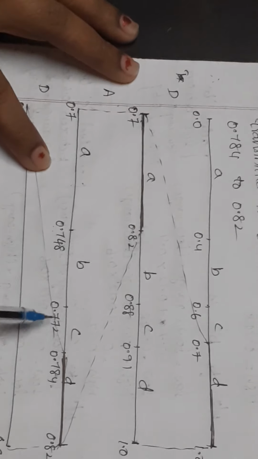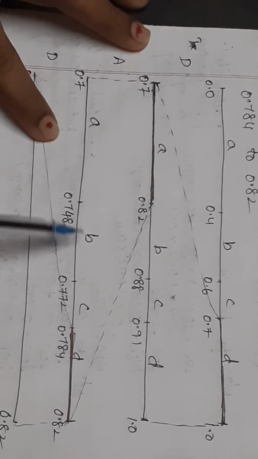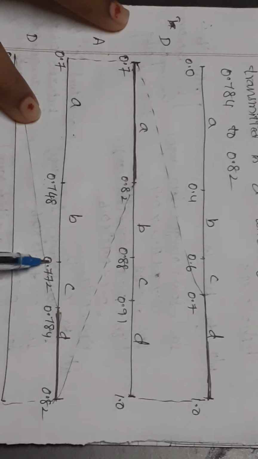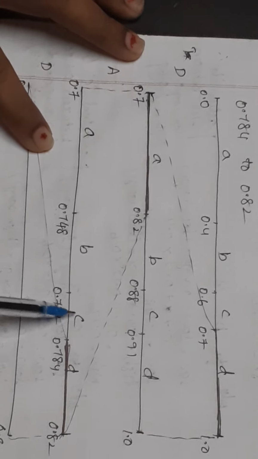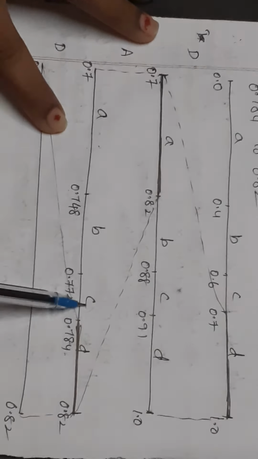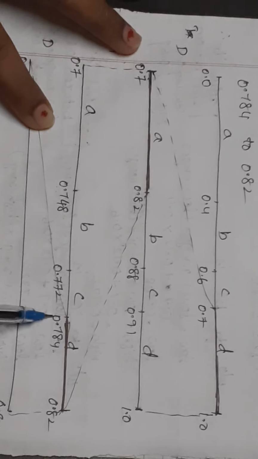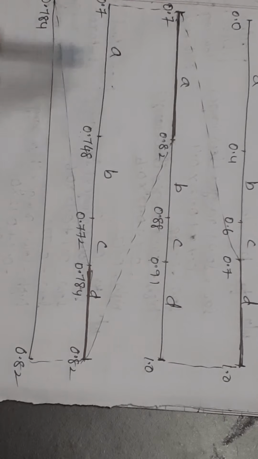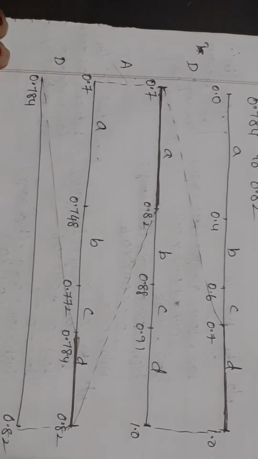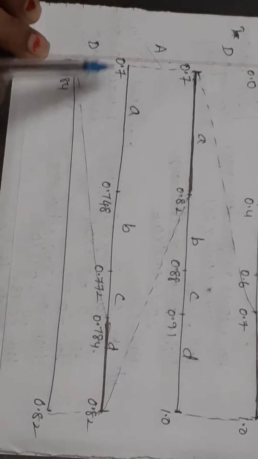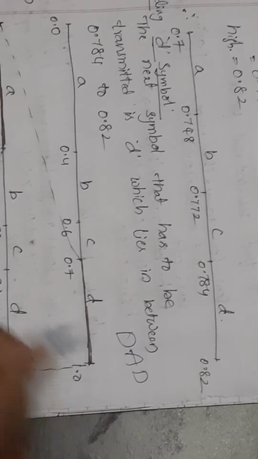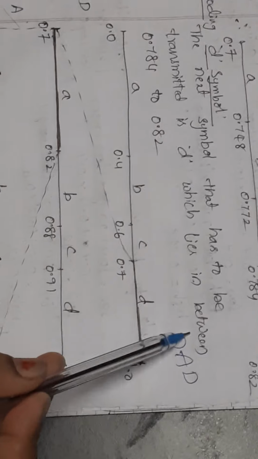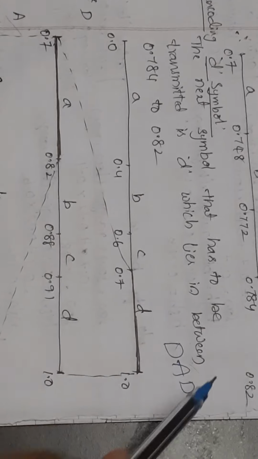Then 0.748 to 0.772 is the interval for the B bit, and 0.772 to 0.784 is the interval for the C bit, and 0.784 to 0.82 is the interval for the D bit. So we have encoded D as the next bit. So after A, in your word, this is DAD. So we have encoded the A bit, then the D bit.